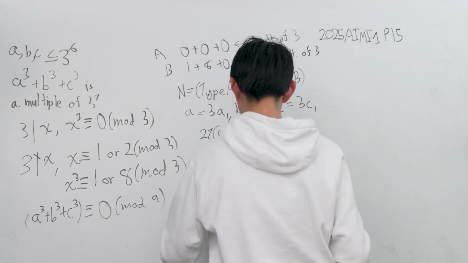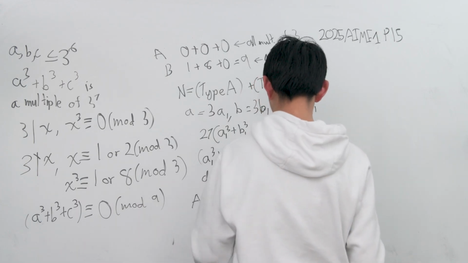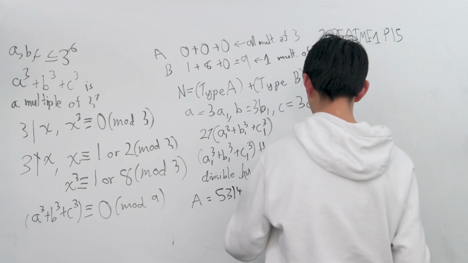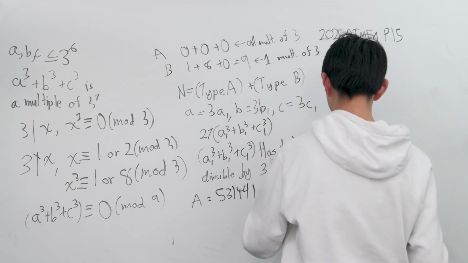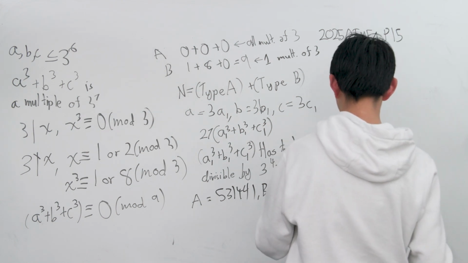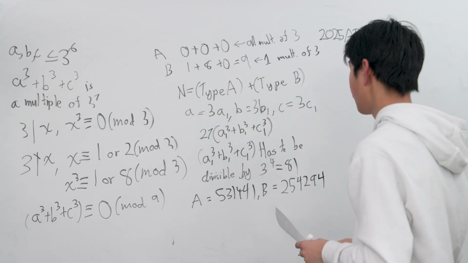We find type A is equal to 531,441. Type B has 254,294. So we know that N is type A plus type B.